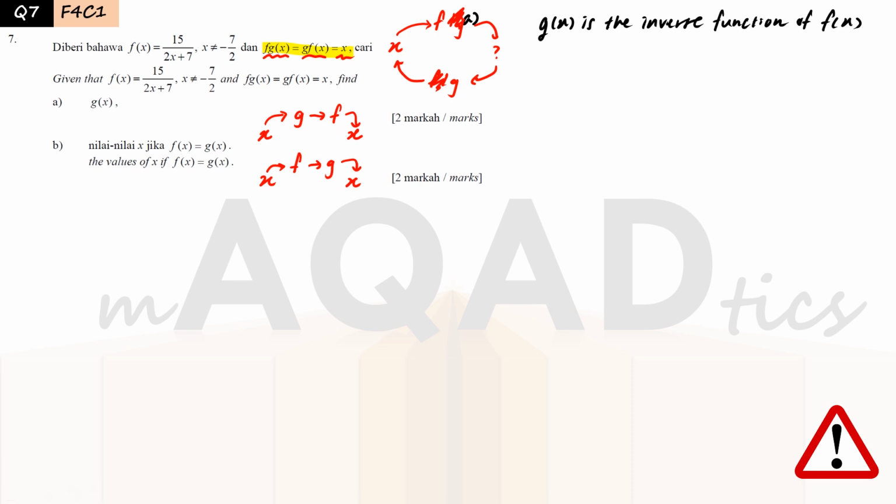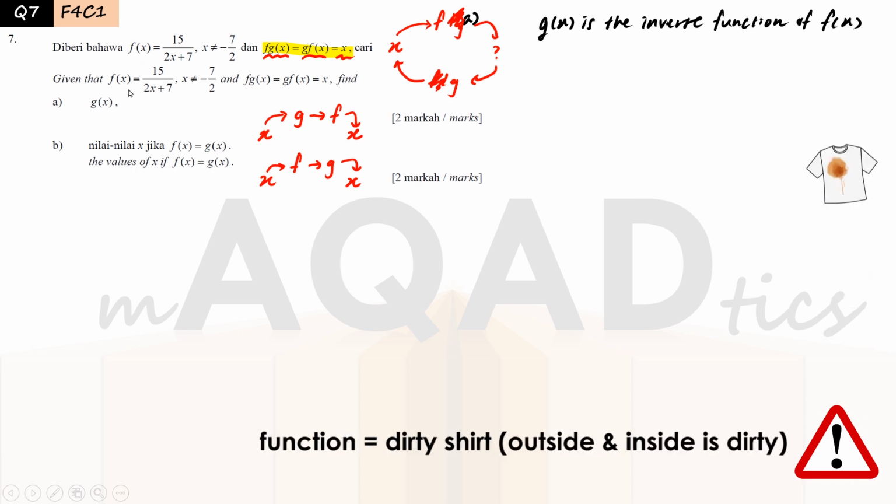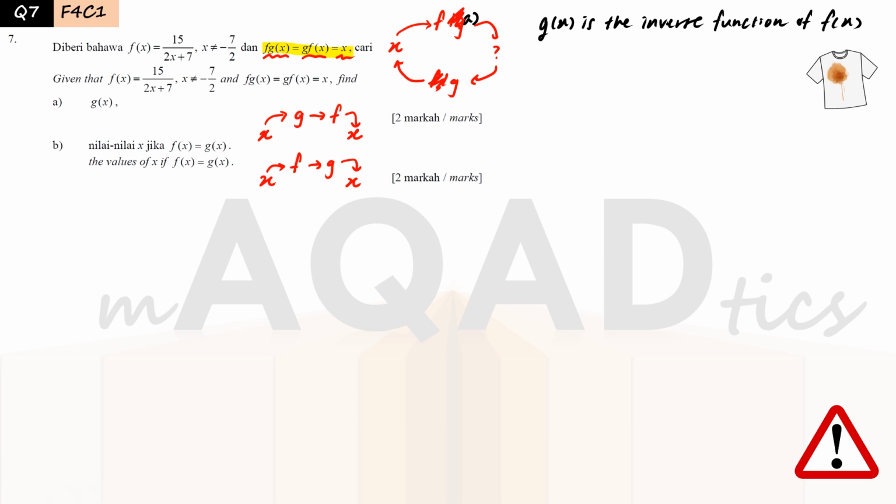Okay, so this washing clothes example means that I would assume that this function f of x is a dirty shirt. Right? So this shirt is dirty on the outside and the inside. So to clean this shirt, we need to have two soaps. Okay? But how do these two soaps apply to inversing this function?